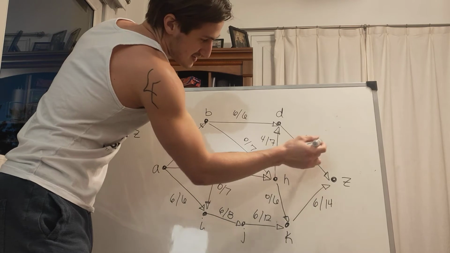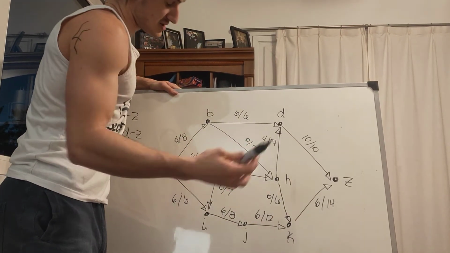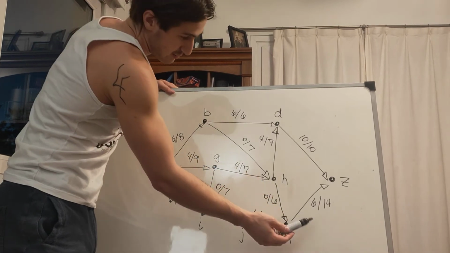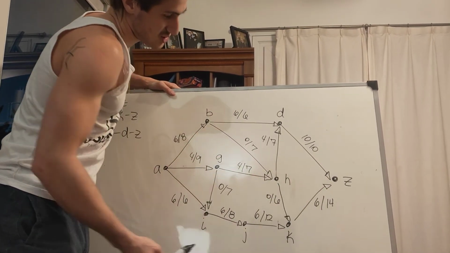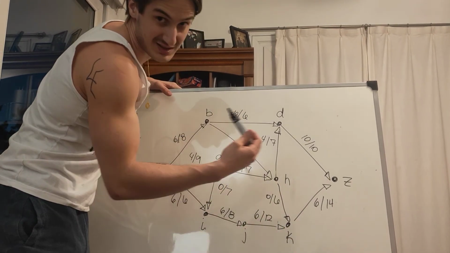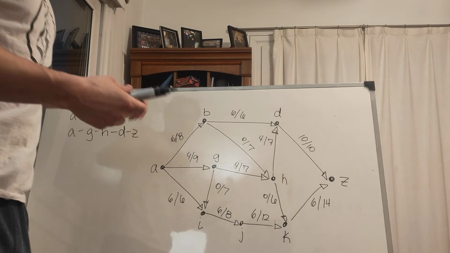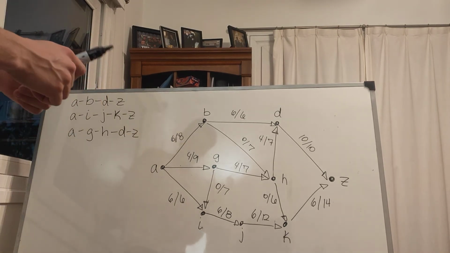That gives us 10 flow. Notice this is completely saturated. That is to say, we cannot get any more flow through this. So from now on, we're going to want to pick paths that take us through this edge, the KZ edge, because we have 6 flow but 14 capacity. That gives us 8 left over to work with. Okay. Right, now we're going to pick another path.